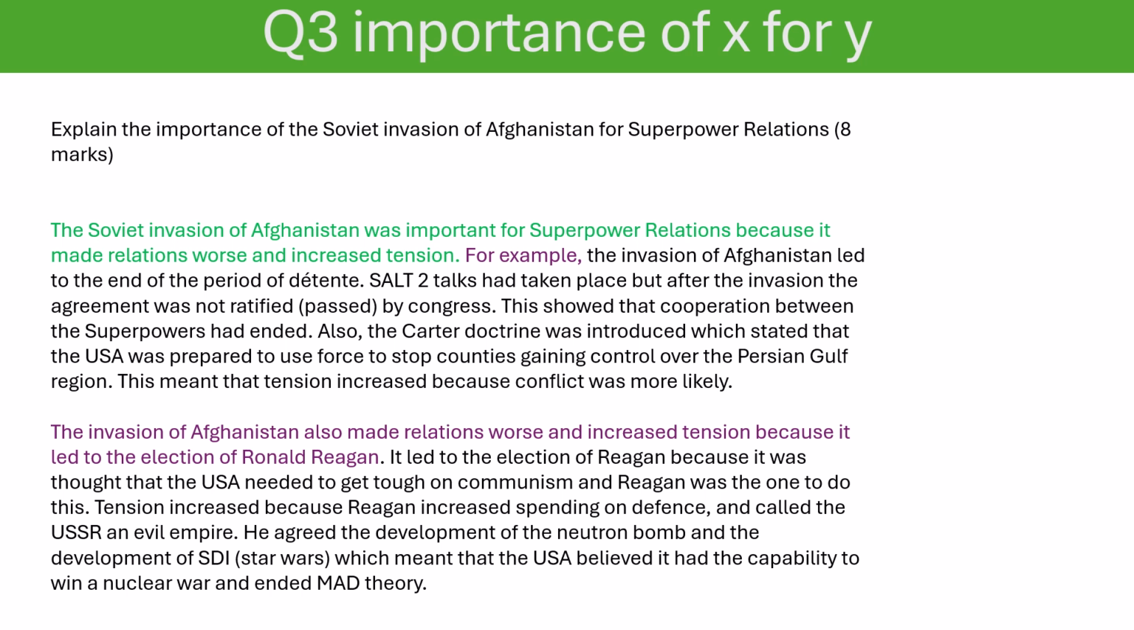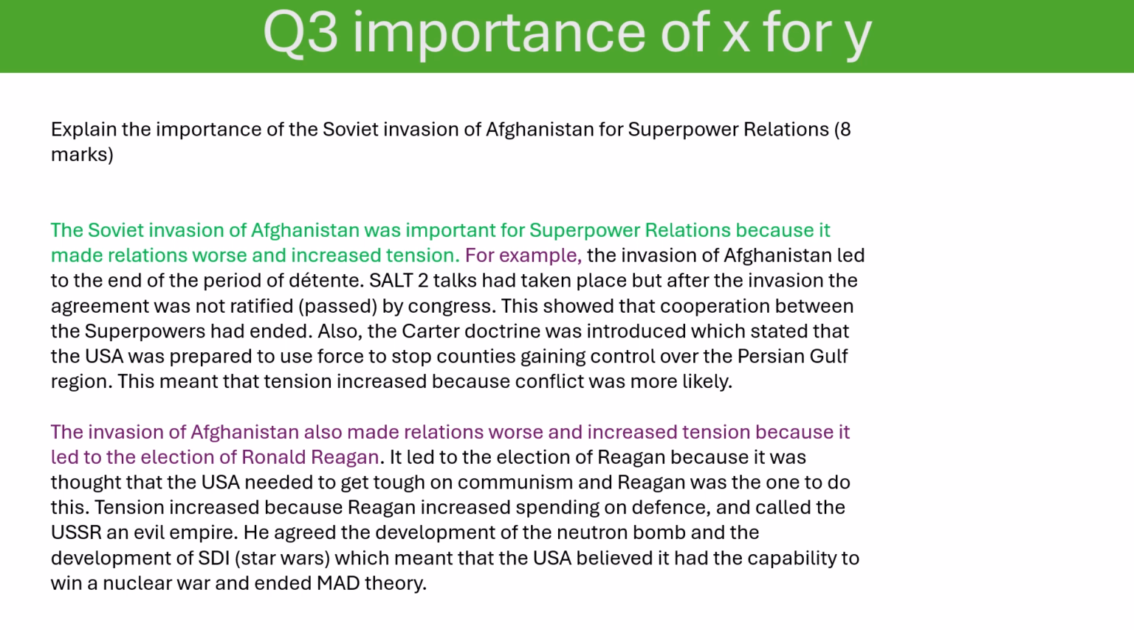So in this case, the Soviet invasion of Afghanistan was important for superpower relations because it made relations worse and increased tension. So that's my overall point. I'm saying it's important because it's made relations worse and it's increased tension. I then need to give 2 examples of how it made relations worse and increased tension. So I've looked at the end of détente, SALT II and the Carter Doctrine, and then my second factor is the election of Reagan. But I'm constantly using the words of the question throughout my answer.